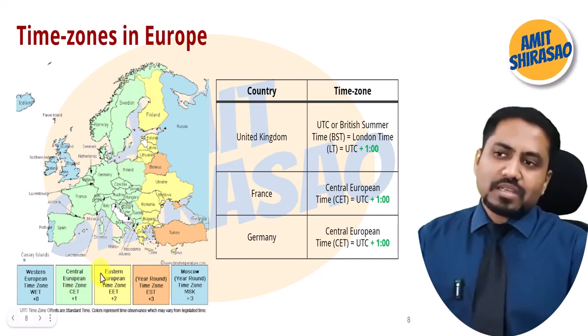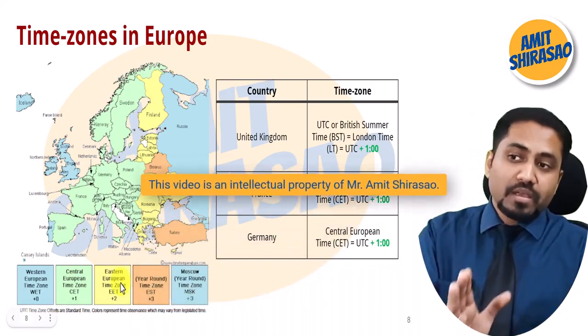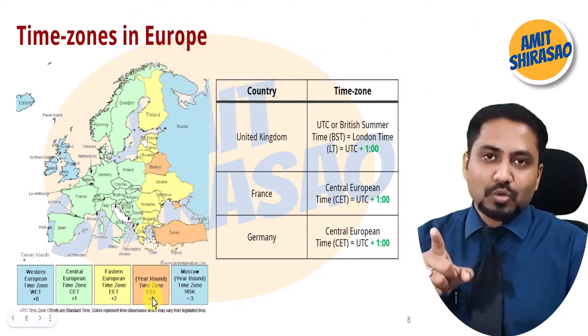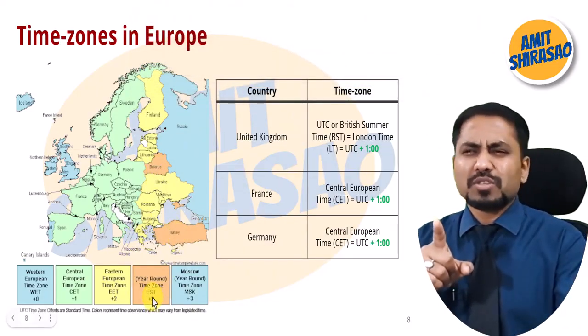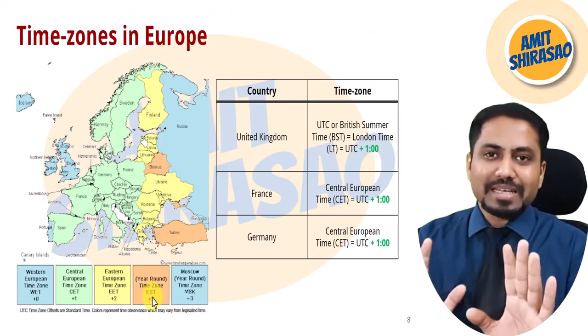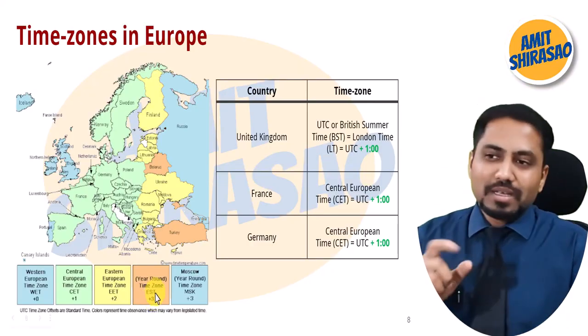And then there are a few countries mentioned in yellow, they follow the Eastern European time zone. There are two exceptions, Belarus and Turkey. They have their own time zone, but you don't need to worry about it because Belarus and Turkey anyways don't have many IT companies, and that's why maybe your IT companies won't come from these two countries. So don't worry about it.